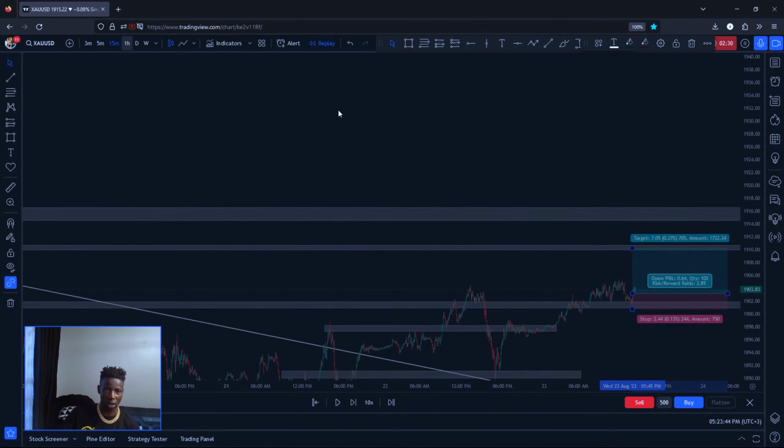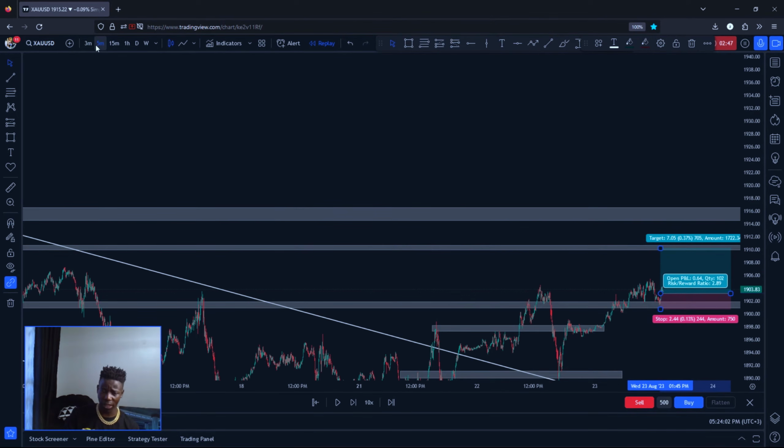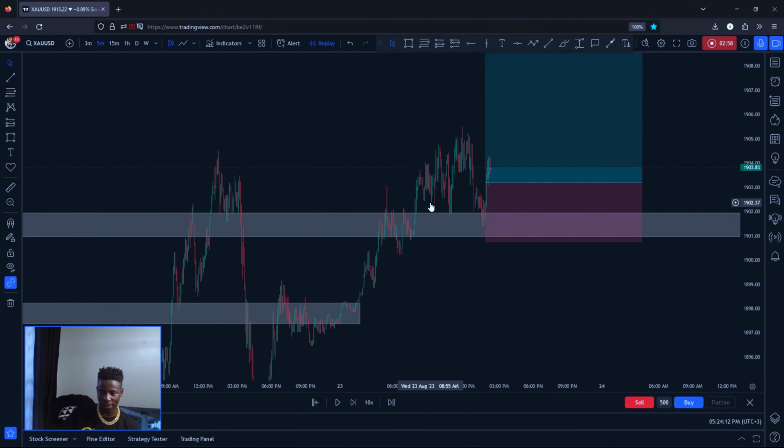I will just trust this level of resistance, and if we break it and make a retest, I will add more position. That's how I trade. So even the 15 minutes can give you a really good entry, but the 5 minutes can give you the best entry. Let's go to the 5 minutes and see what happened on that level.